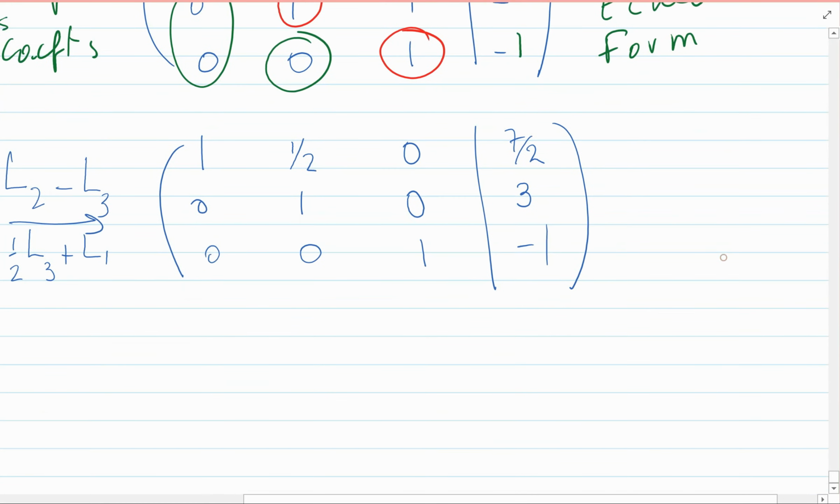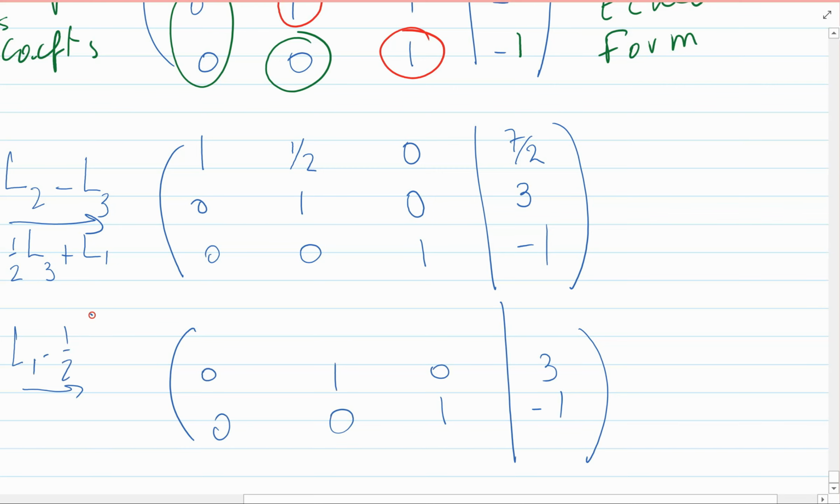Okay, so now let us get rid of the half above 1. So what do we do? So we have, and by the way, at this stage you have y. y is equal to 3, z is equal to minus 1. So we go 0, 0, 1, minus 1, 0, 1, 0, 3. And now we take L1 minus 1/2 times L2. So we get 1 minus 0, 1, 1/2 minus 1/2, 0, 0 minus 0, 0, 7/2 minus 3/2, 4/2, 2.